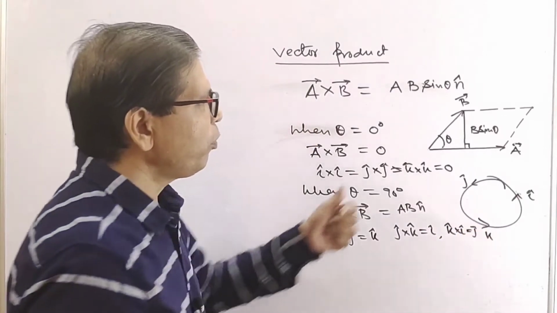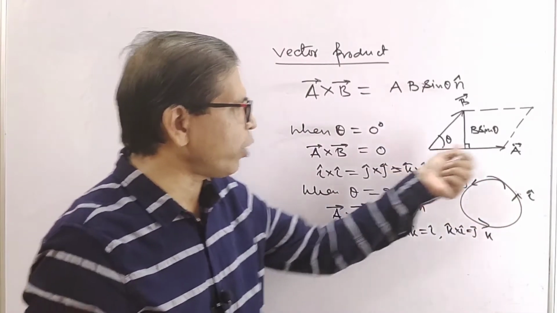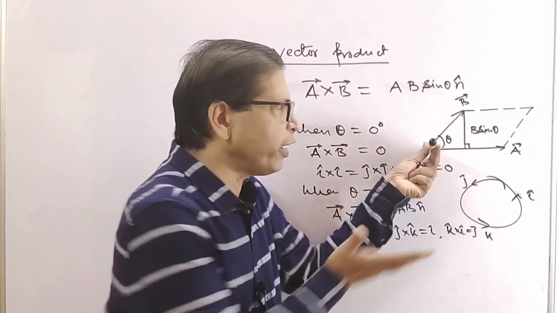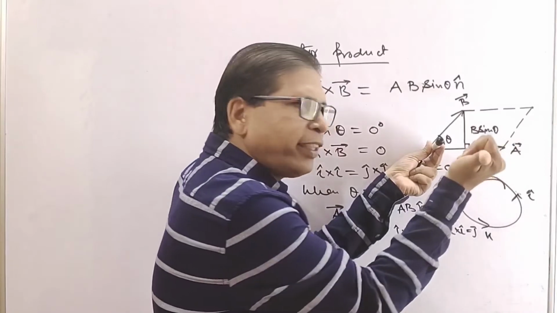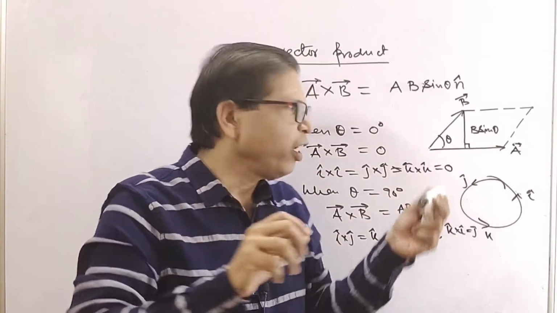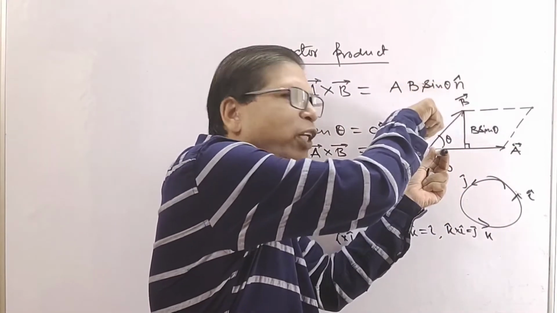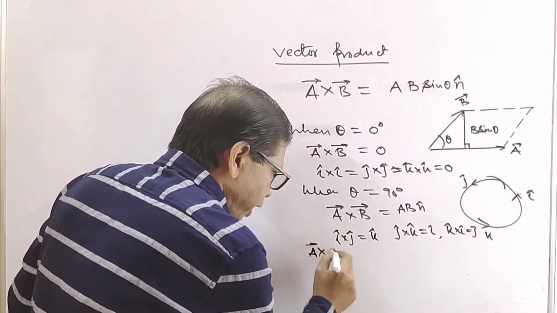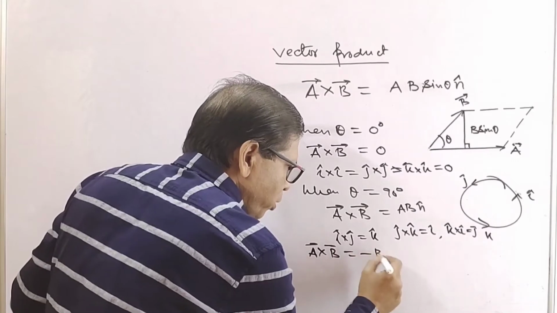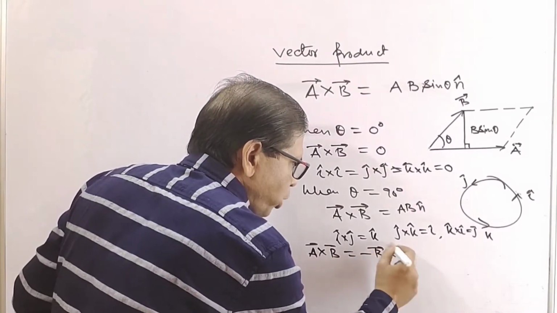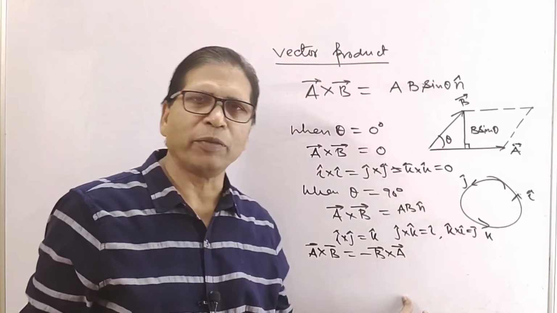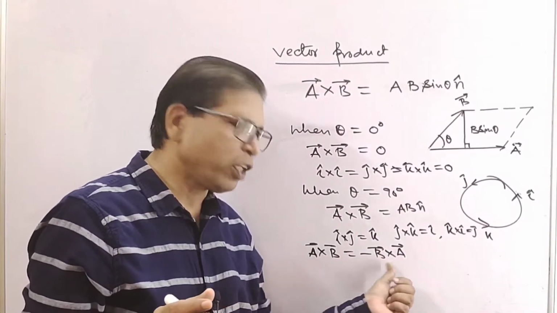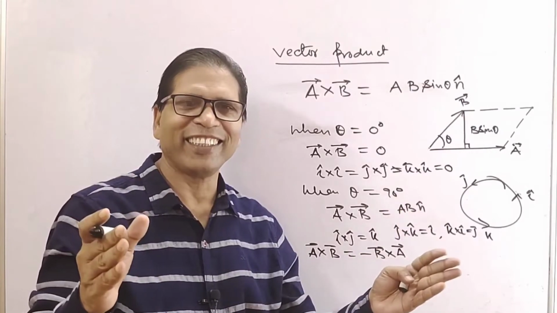Okay, now b cross a. Look at this, A cross B represents this direction. Now B cross A, look at this, B cross A is in the inward direction. So here A cross B equals negative of B cross A. So cross product is anti-commutative. Therefore the angle between A cross B and B cross A is 180 degrees.